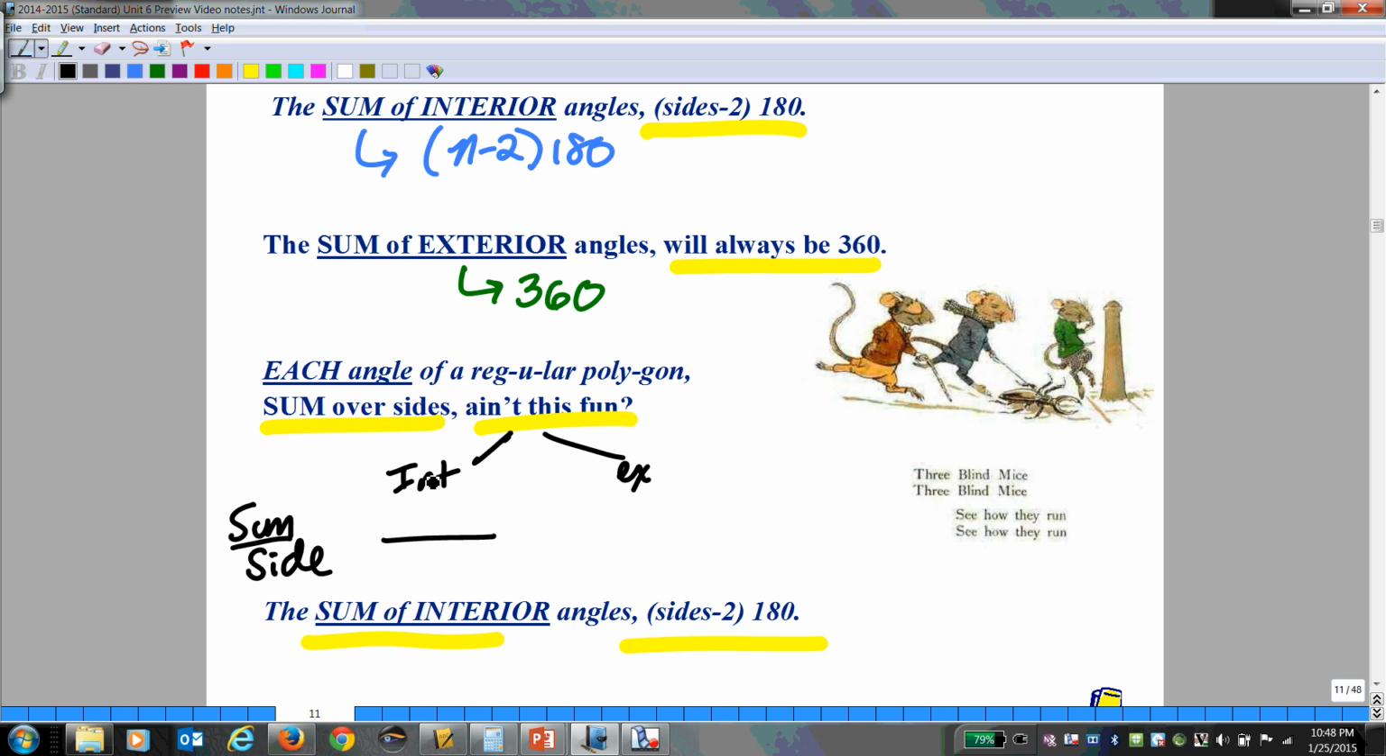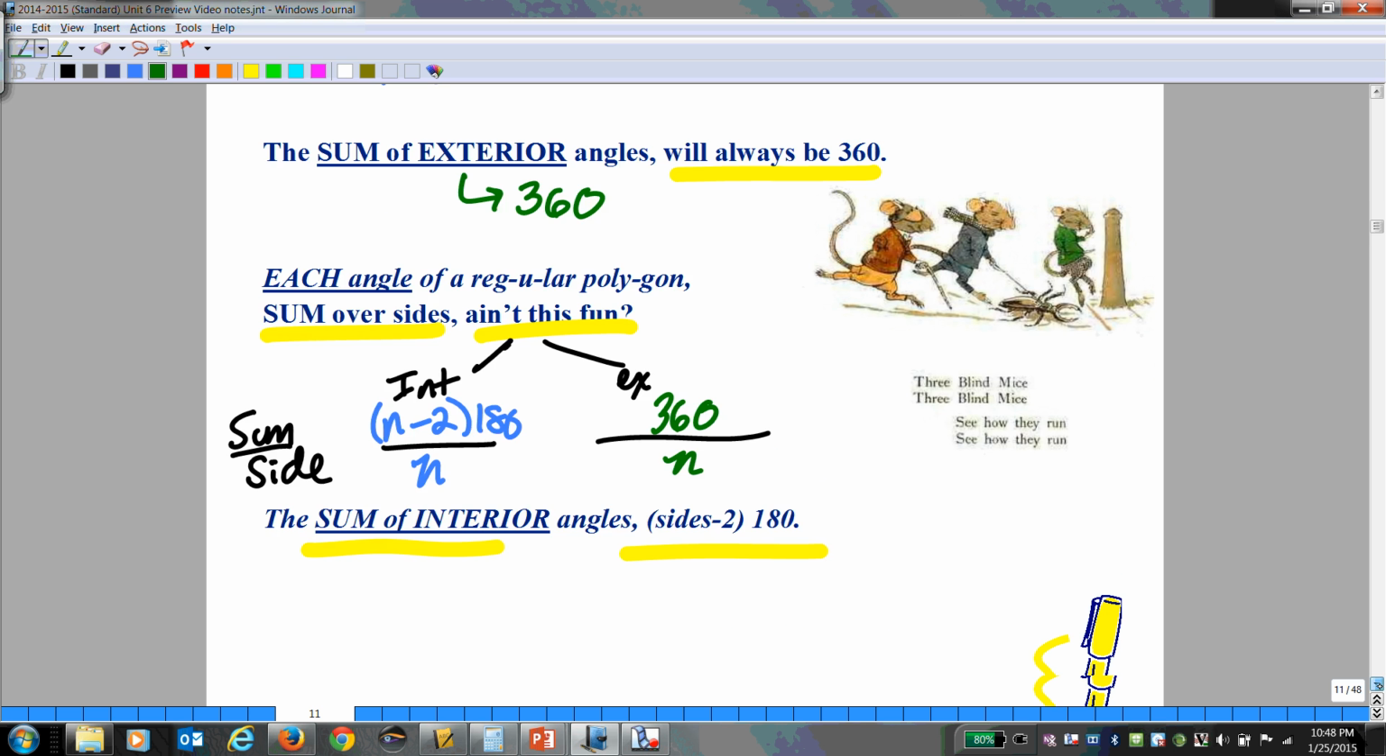So there's two versions, interior and exterior. For the interior, n minus 2 times 180 over n. Exterior, sum over sides, except the sum here is 360 over n. We're going to go over this again in class. I'm going to do a couple problems with you here.